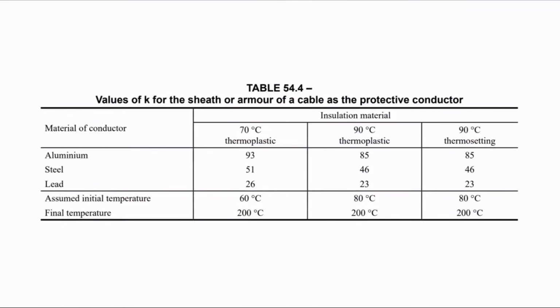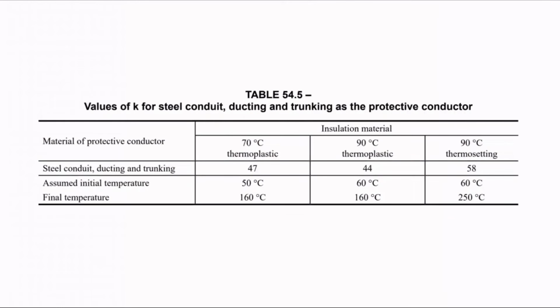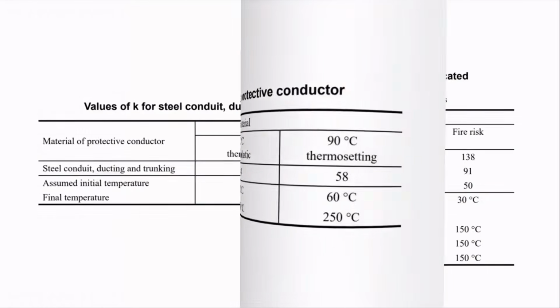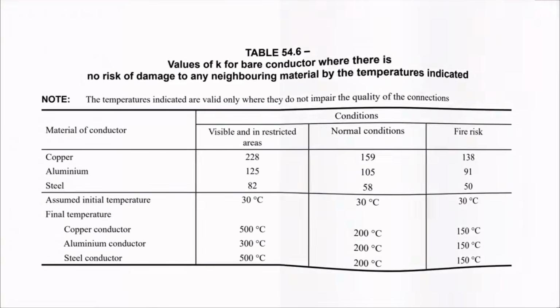Table 54.4 is values of K for the sheath or armour of a cable as the protective conductor. We don't have an armoured or metal sheath cable, so we're not going to worry about that one. Table 54.5 is values of K for steel conduit, ducting and trunking as the protective conductor. Again, this isn't using the containment as the CPC. And finally, table 54.6 is values of K for bare conductor where there is no risk of damage to any neighbouring material by the temperatures indicated. While our CPC isn't insulated, it is sheathed and combined in the cable, so we're going to use table 54.3 as we suspected earlier.